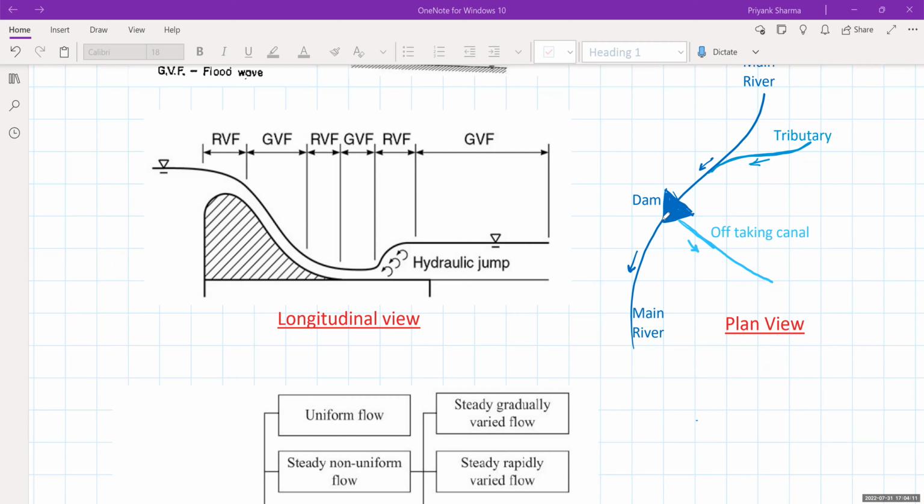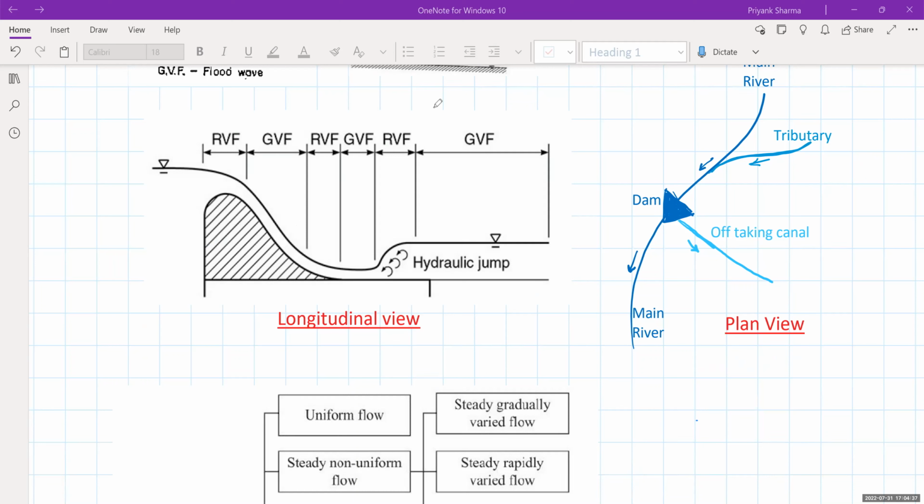This is a dam which is constructed. Downstream of that, again, there is a main river which is going. Then there is an off-taking canal. There is water being added from a tributary. So here, your SVF condition can be visualized. Okay, so the way you see all these aspects, it becomes more and more clear.